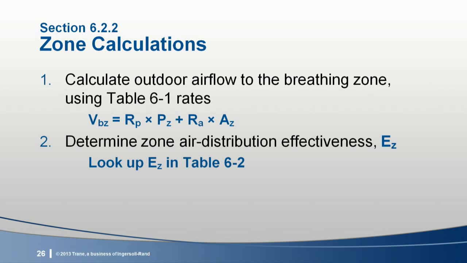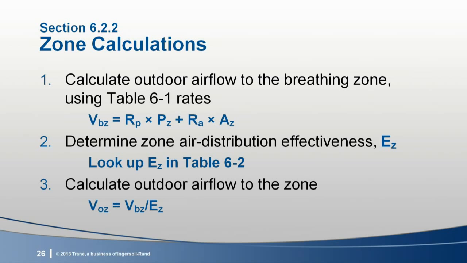Next, we determine the zone air distribution effectiveness, or how well the ventilation air mixes in the space, which depends on the location of the supply diffusers and return grills. The standard provides default values in Table 6-2 for different air delivery configurations. Finally, we calculate the volume flow of outdoor air required for the zone by dividing the breathing zone outdoor airflow by the air distribution effectiveness.